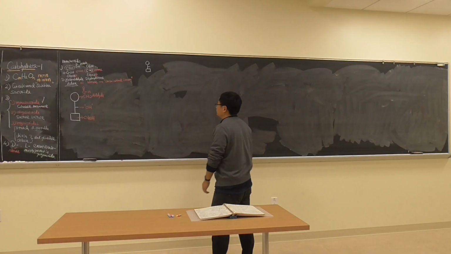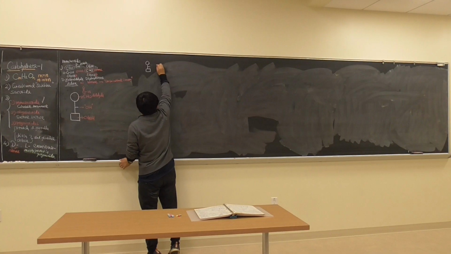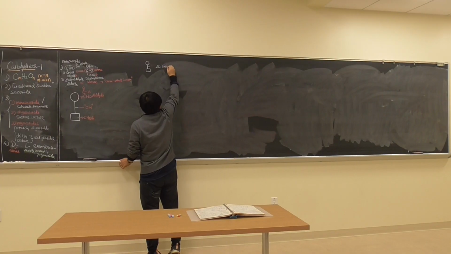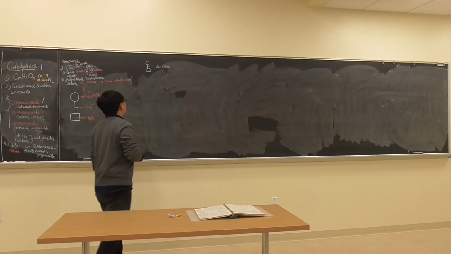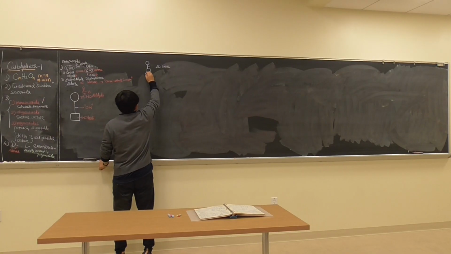What do we call this? 3 carbon. So we say this is 3 carbon. We call it triose. Now obviously we already know that's glyceraldehyde.